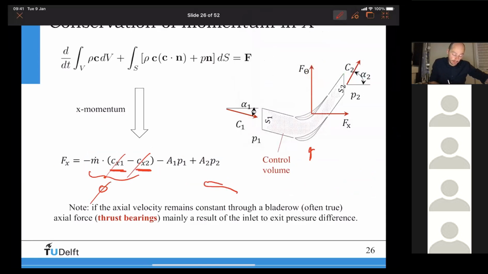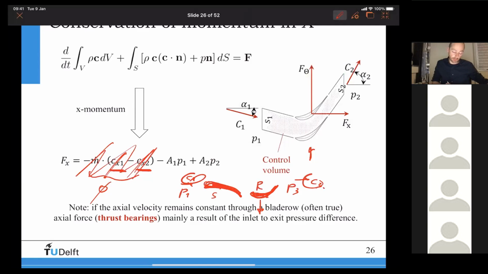Can be almost 0. Let's say this is the stator, and then this is the rotor. The rotor moves like this. And this is the stator. And here you have pressure 1, and you have pressure 3. And you have velocity C1, and you have velocity C3. Velocities, as I showed before, are almost the same at the inlet and the outlet, which means the momentum thrust drops out. The only thrust that remains for a turbine or for a compressor is the pressure thrust.